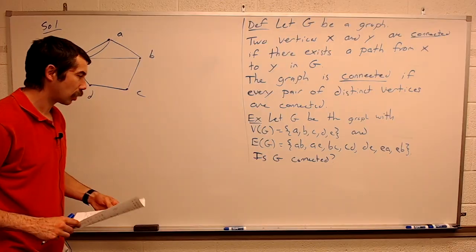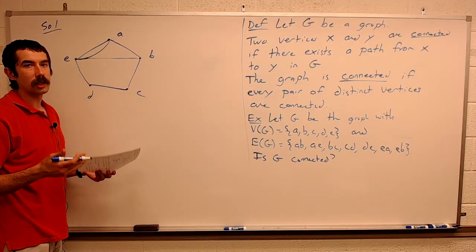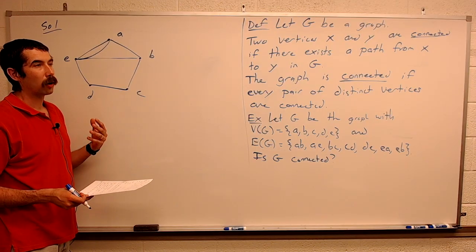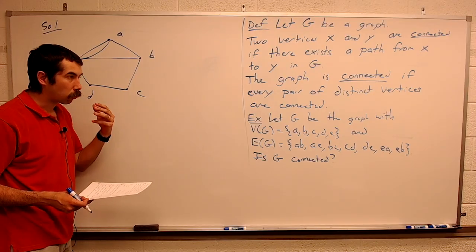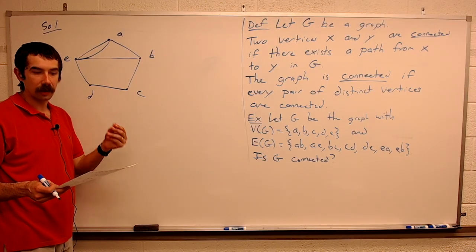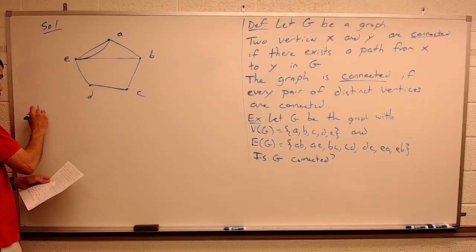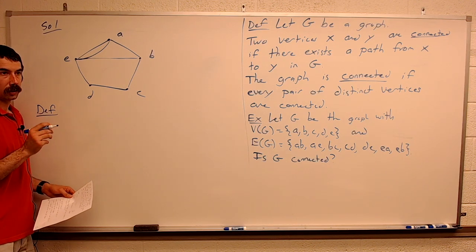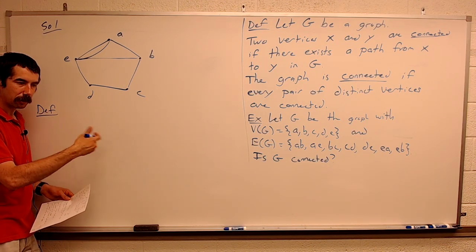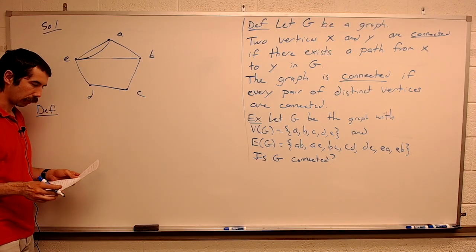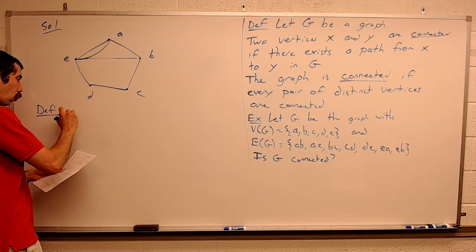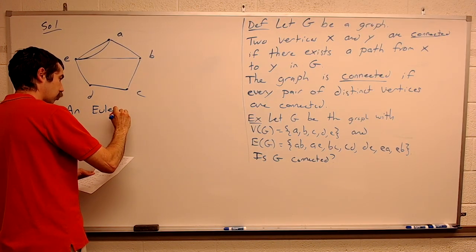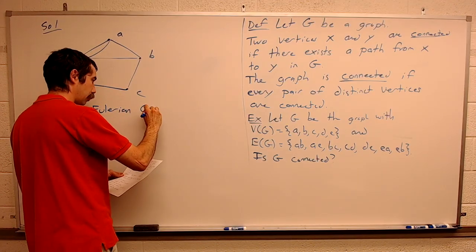All right, and so what we're going to talk about now is we're going to look at specific types of trails and circuits where we cross every edge exactly once. So this is named after a very famous mathematician by the name of Euler. His name is written like you would want to pronounce it Euler, but it is pronounced Euler. All right, so an Euler circuit or an Eulerian circuit, you hear both.